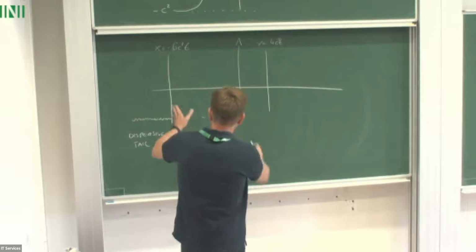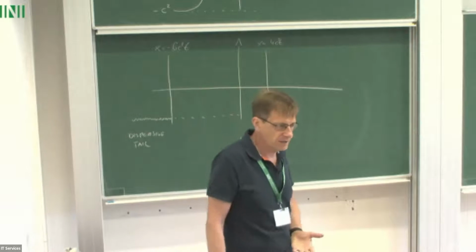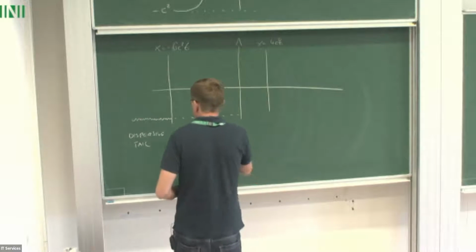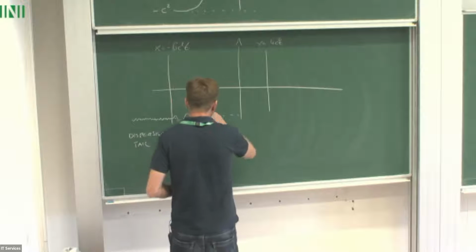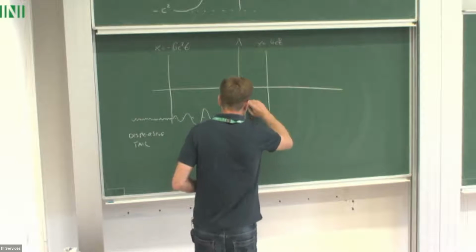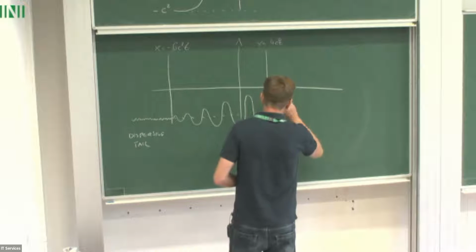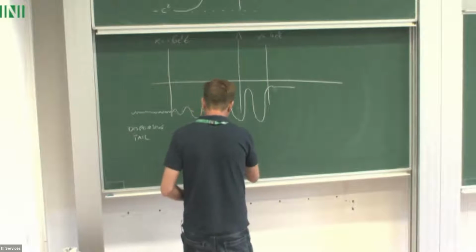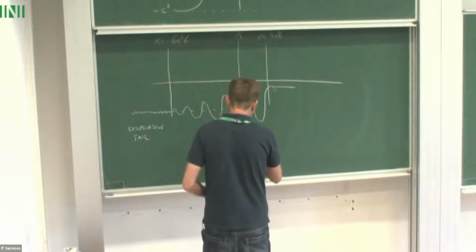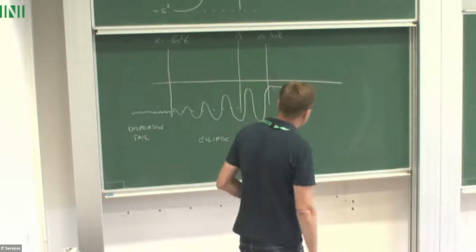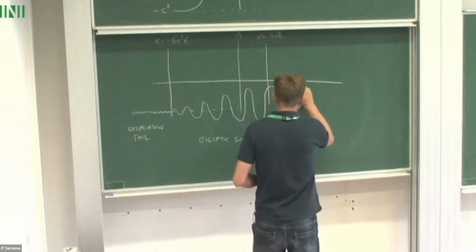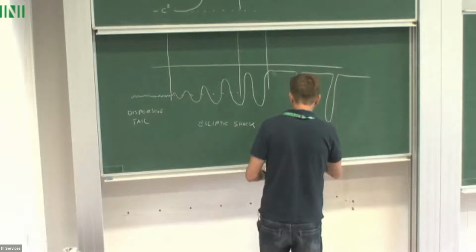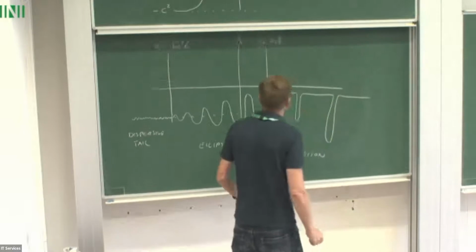There's a dispersive tail here. Then in this middle region, you will have an elliptic shock wave developing. So that's just a modulated elliptic solution of the KdV equation. So the oscillations here will get larger and larger. And then, so this is an elliptic shock wave. And then on this region on the right here, you will just have some solitons traveling to the right. So this is the soliton region.